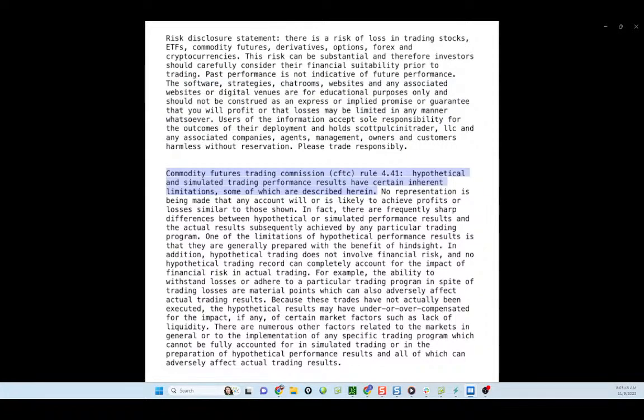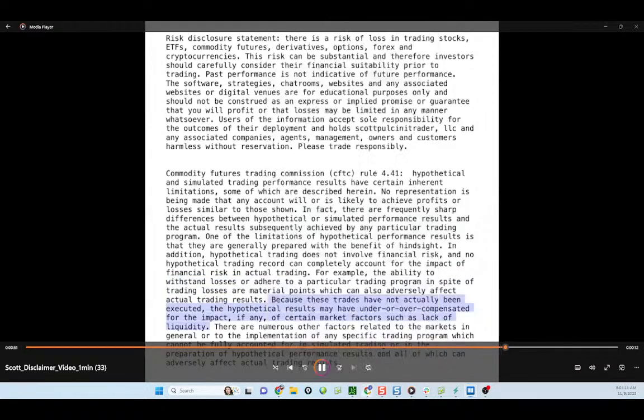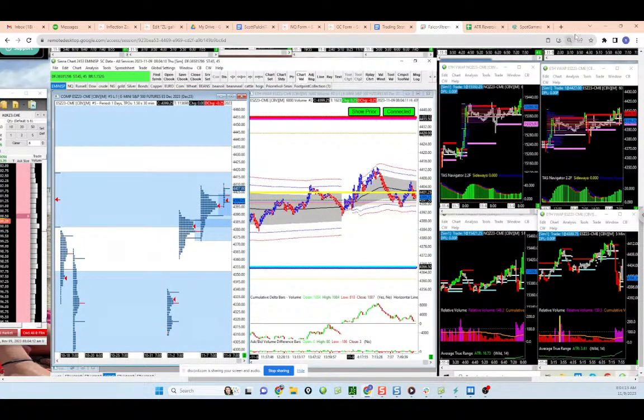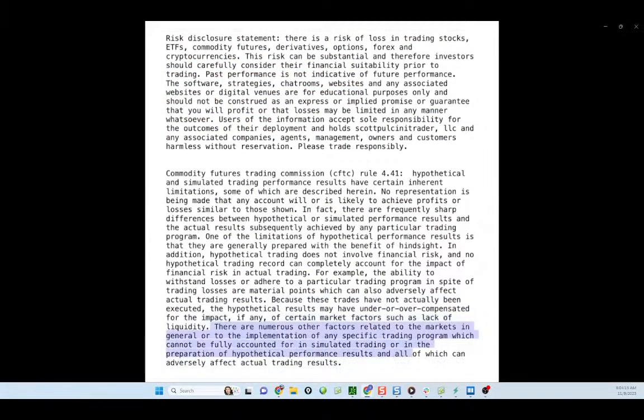Commodity Futures Trading Commission, CFTC, Rule 4.41: hypothetical and simulated trading performance results have certain inherent limitations, some of which are described herein. No representation is being made that any account will or is likely to achieve profits or losses similar to those shown. In fact, there are frequently sharp differences between hypothetical or simulated performance results and the actual results subsequently achieved by any particular trading program. One of the limitations of hypothetical performance results is that they are generally prepared with the benefit of hindsight. In addition, hypothetical trading does not involve financial risk, and no hypothetical trading record can completely account for the impact of financial risk in actual trading. For example, the ability to withstand losses or adhere to a particular trading program in spite of trading losses are material points which can also adversely affect actual trading results. Because these trades have not actually been executed, the hypothetical results may have under or overcompensated for the impact, if any, of certain market factors such as lack of liquidity. There are numerous other factors related to the markets in general and to the implementation of any specific trading program which cannot be fully accounted for in simulated trading or in the preparation of hypothetical performance results, all of which can adversely affect actual trading results.